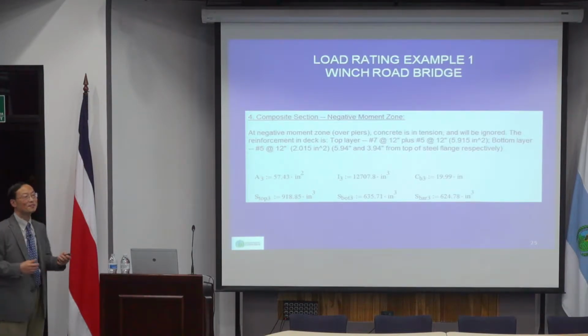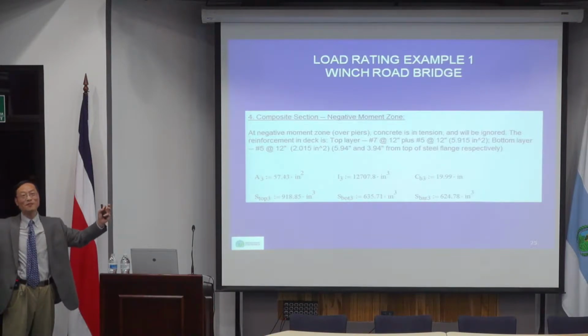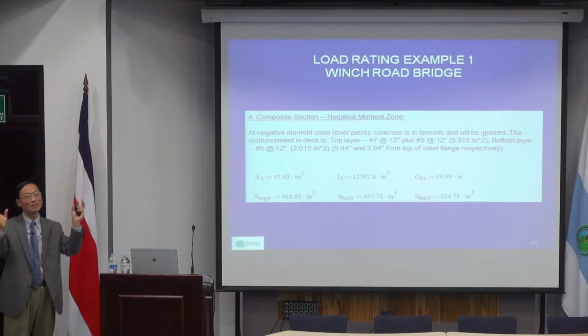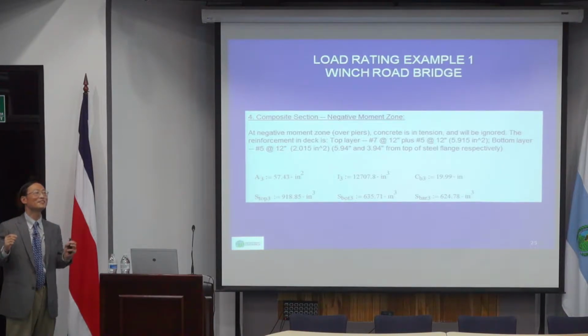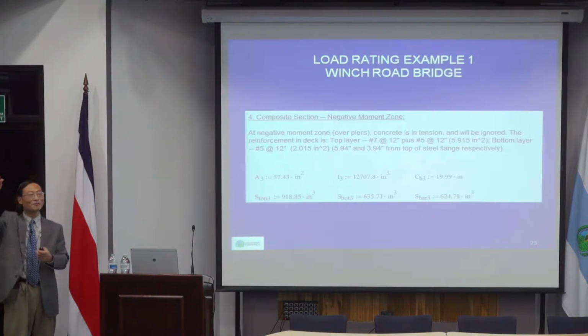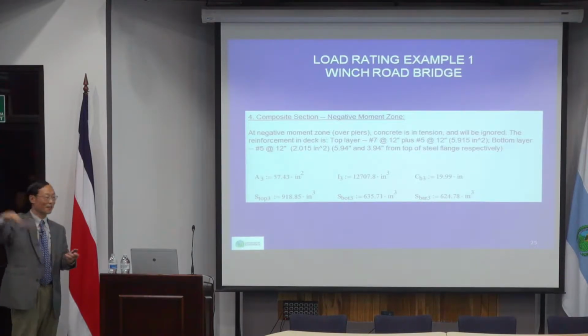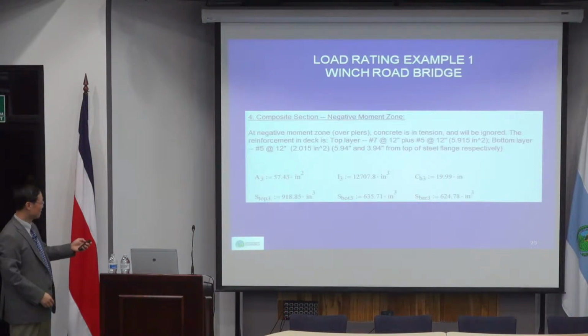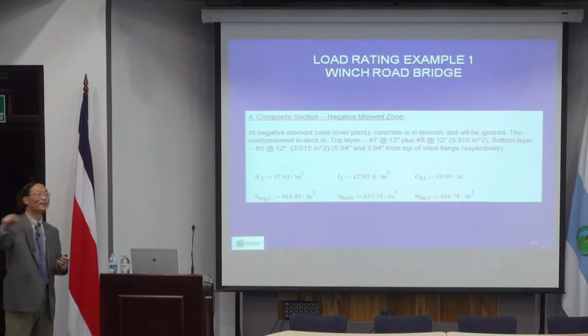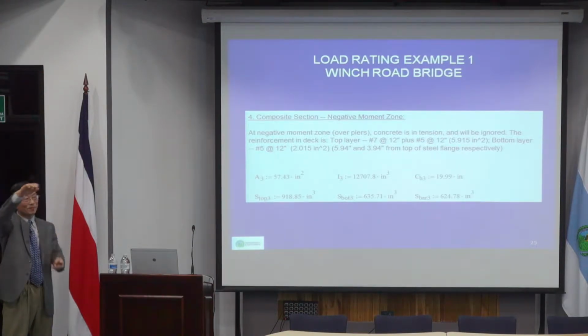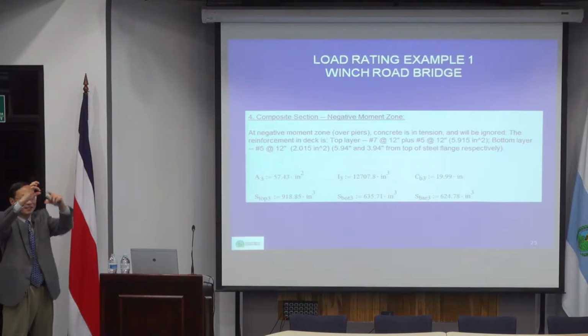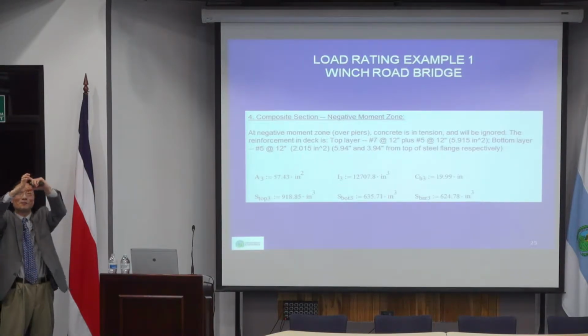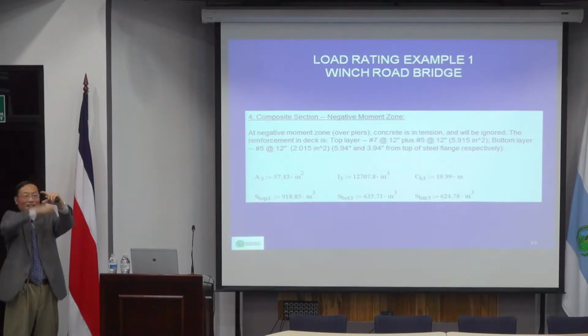For negative bending moment it is relatively simple, because the concrete over the piers will be in tension. When concrete is in tension, we typically ignore it. So all you have is the steel girder and the reinforcement in the deck. It will be just the reinforcement and the steel girder as the composite section. We know what the reinforcement is, and because there is a top layer and a bottom layer, you take the average location of the reinforcement and the member size. So effectively you've got a big rebar here and a steel girder here, and that will be the section.